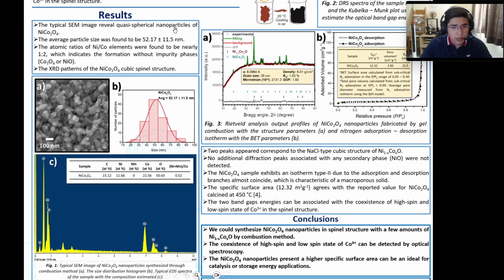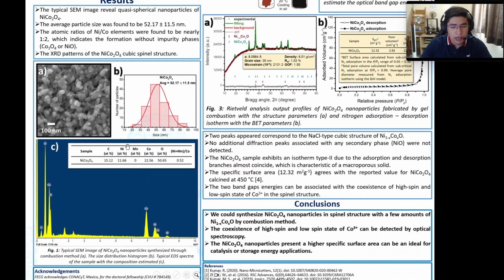In this part, we can see the typical scanning electron microscope micrograph of the samples. The micrograph reveals the formation of nanoparticles in a pseudo-spherical shape around 50 nanometers. Also, we can see that the atomic ratio of nickel to cobalt was found to be nearly 1 to 2, which indicates the formation without impurity phases, such as nickel oxide or cobalt oxide.